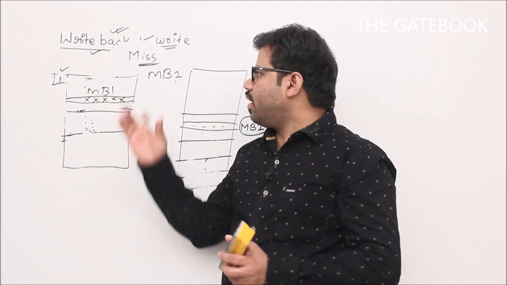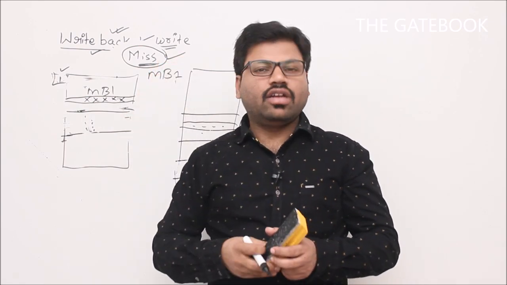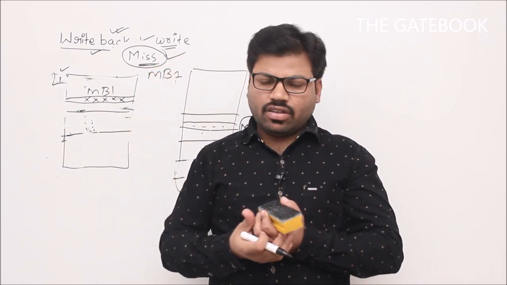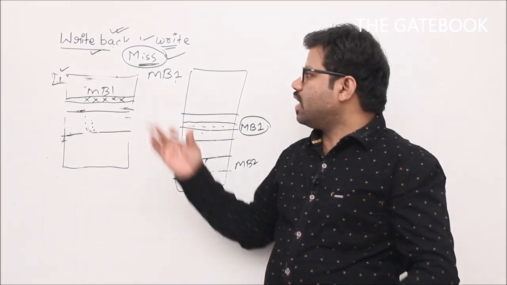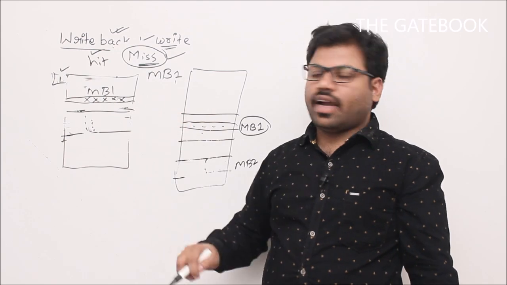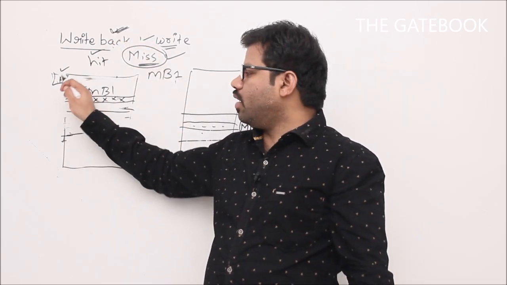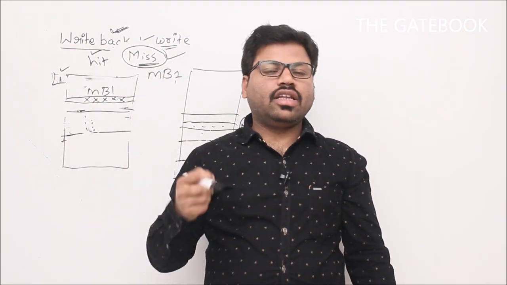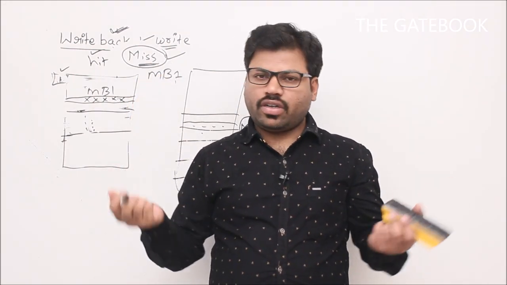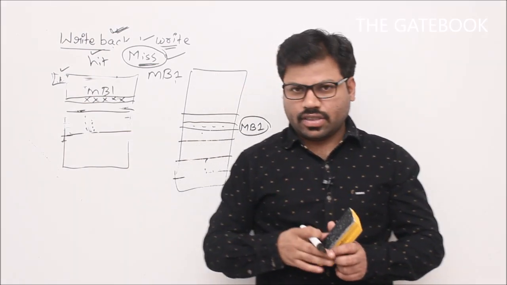Now I talked about only the miss case, right? You think about the hit case. Easily we can understand. If a cache hit occurs and the procedure is write back, but the data is already dirty, then what do you do? Think about it. It's the same, right? So this is all about the write back and write through procedures. Understand?